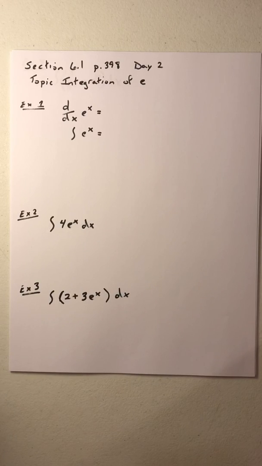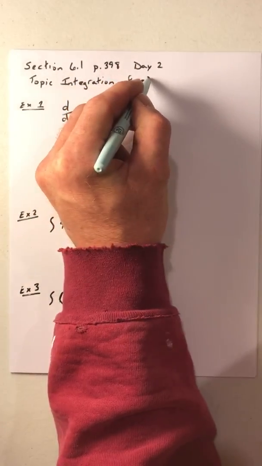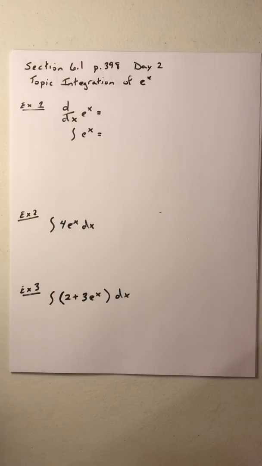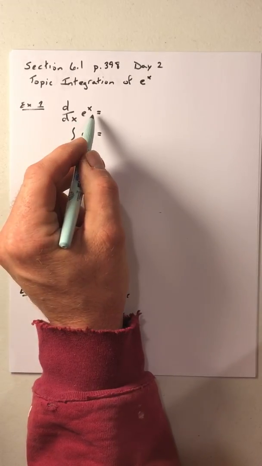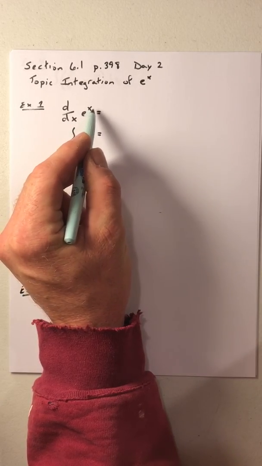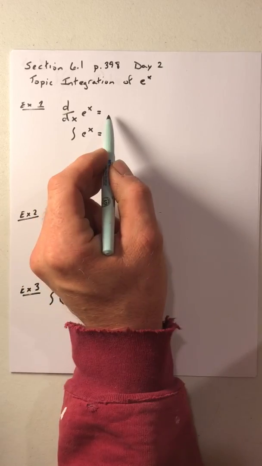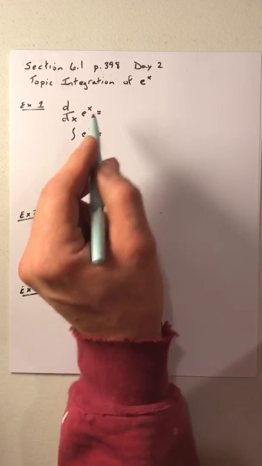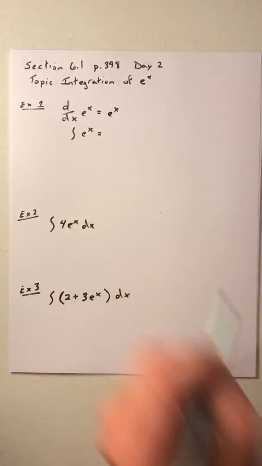Today we're going to continue section 6.1 in basic integration, our power rule, but we're going to throw in the integration of e, and specifically we're just going to look at the integration of e to the x. So before we start, let's remember the derivative of e to the x. Where our variable of e was a single variable, we know that the derivative of that was e to the x.